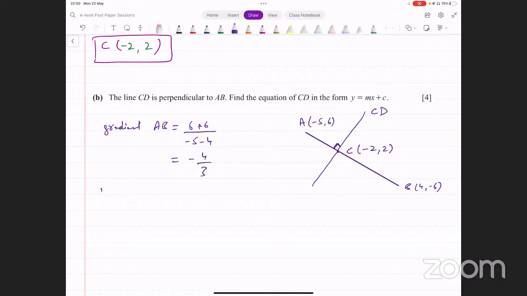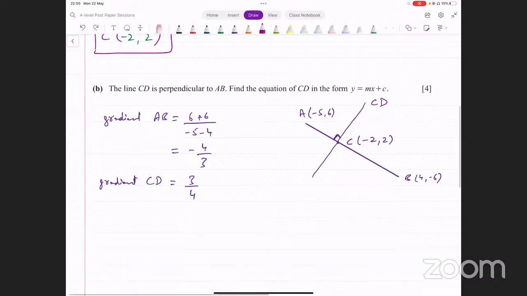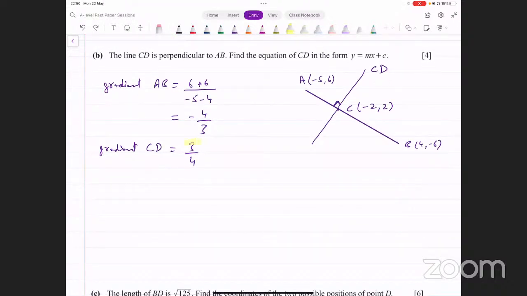What about the gradient of CD then? CD is supposed to be perpendicular. वो इसका negative reciprocal हो जाएगा, which is 3/4. So we have the gradient. Gradient आ गया. Point हमारे पास है CD के ऊपर -2 and 2. We can write down the equation. We can say this is the gradient that we want to use, and this is the point that we have.